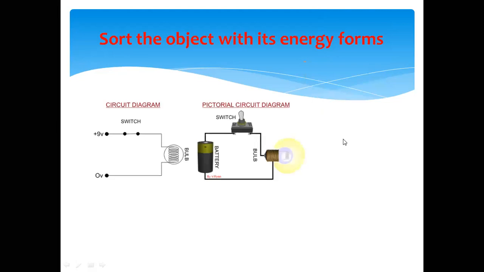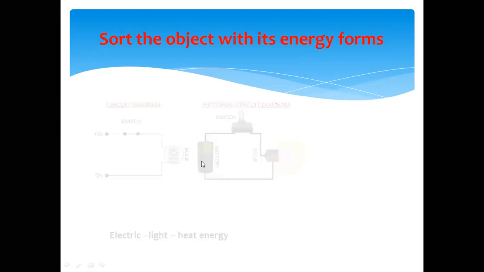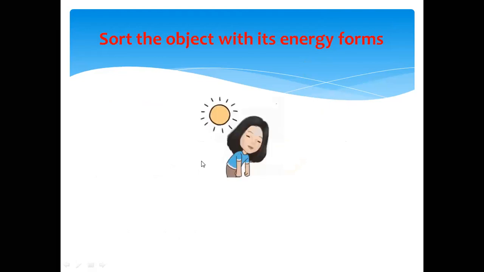What about this electric circuit? How many forms of energy does it show? Light energy by the bulb, electric energy by the battery, chemical energy inside the battery, and heat energy if we keep this bulb on for a while. This girl, which kind of energy is she feeling? Heat energy by the sun.